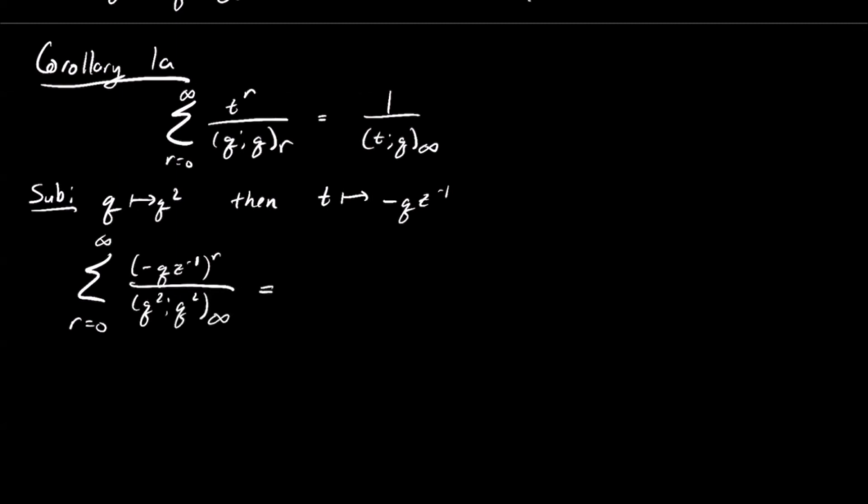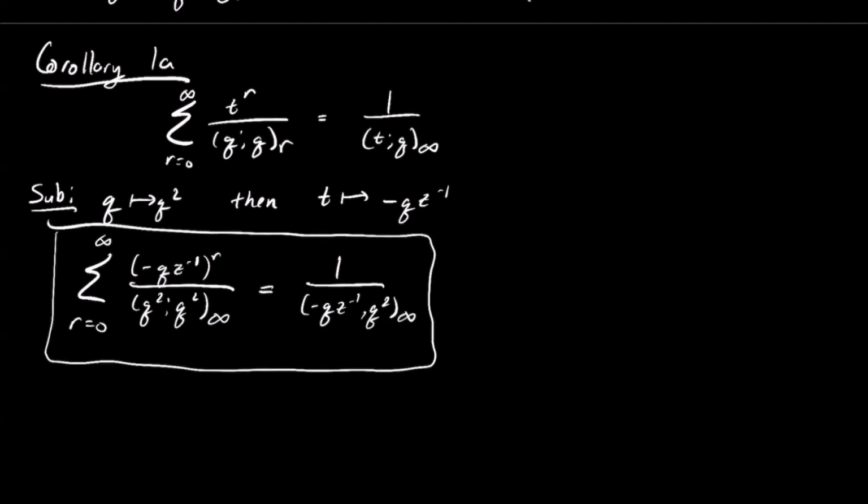And what does the right-hand side become? This becomes 1 over (-q z^(-1); q^2)_∞. And so this expression we will call equation star star star. Right, so this will be equation star star star. Okay, and we'll use all three of these expressions in our proof of the Jacobi triple product identity in just a minute.